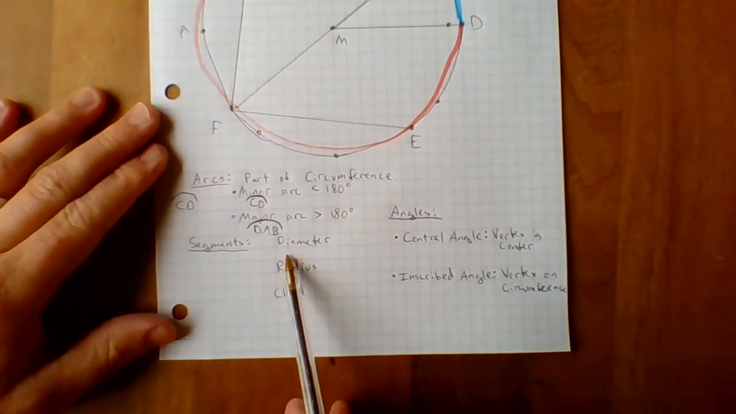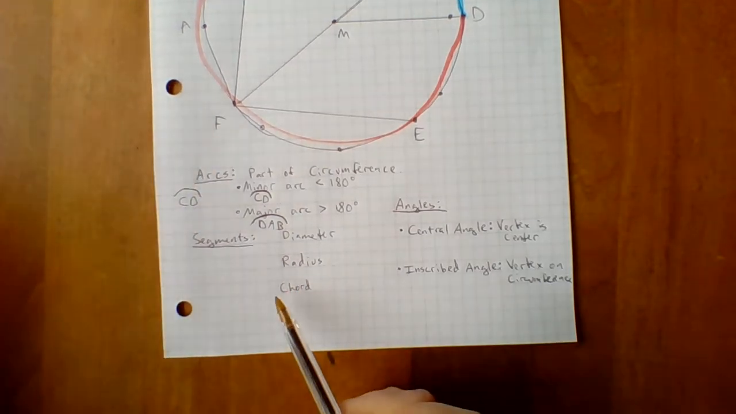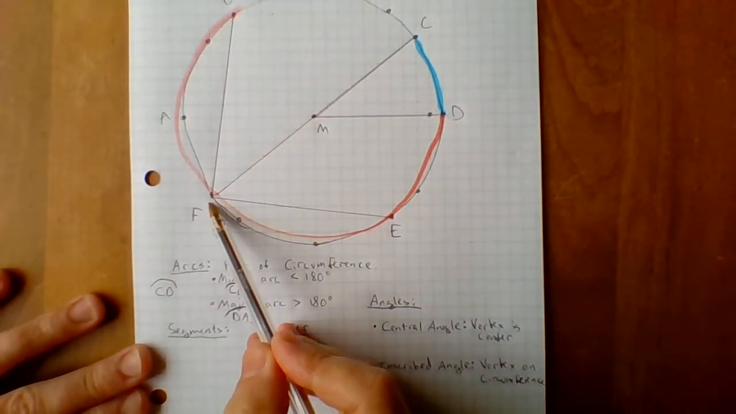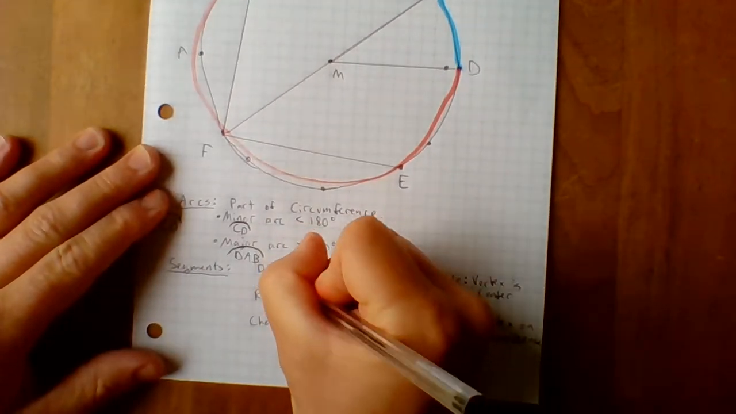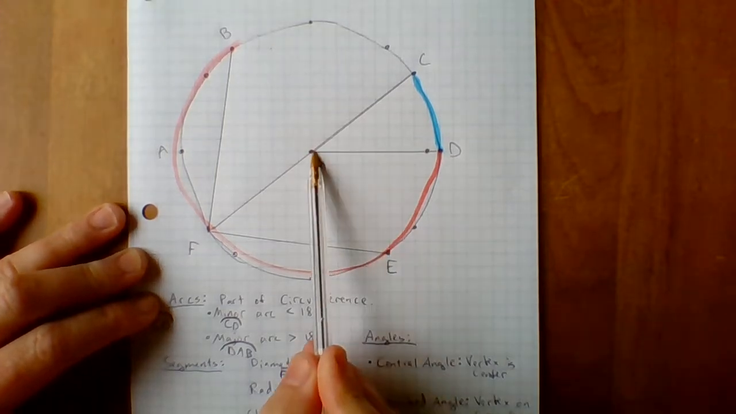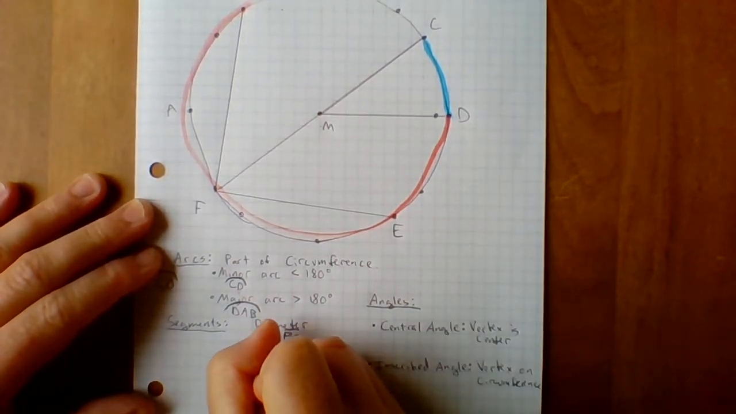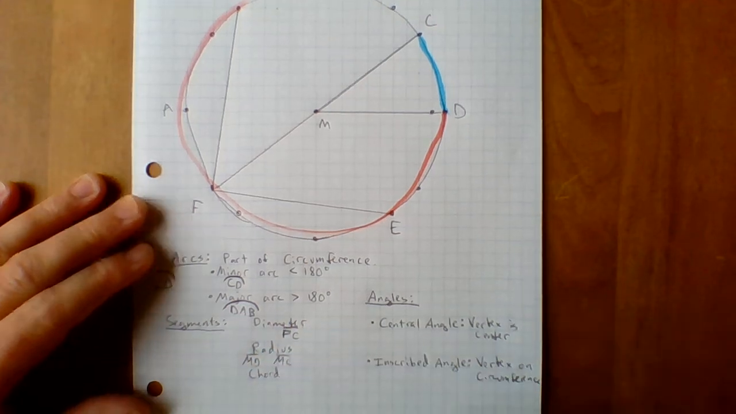There are also different kinds of segments. We know about diameters and radii already. So of course a diameter here would be, in this picture, the only one that's drawn is segment FC. So segment FC is a diameter, and there are two radii. There's MD and MC, but let's name them. MD is a radius, and MC a radius.